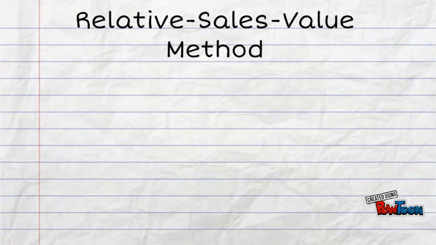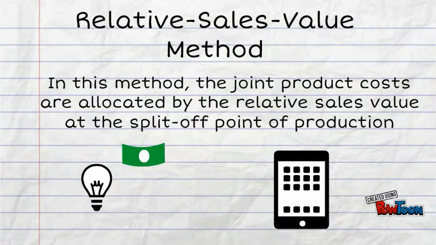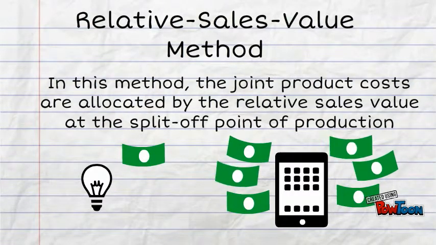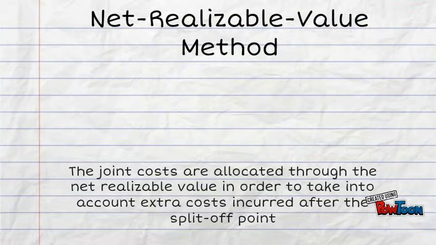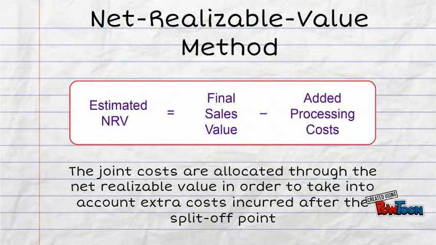Relative sales value method. In this method, the joint product costs are allocated by relative sales value at the split-off point of production. Net realizable value method. The joint costs are allocated to the net realizable value in order to take into account extra costs incurred after the split-off point. Estimated net realizable value is the final sales value minus added processing costs.